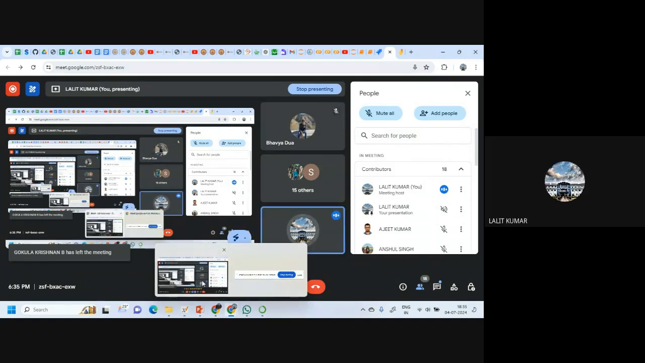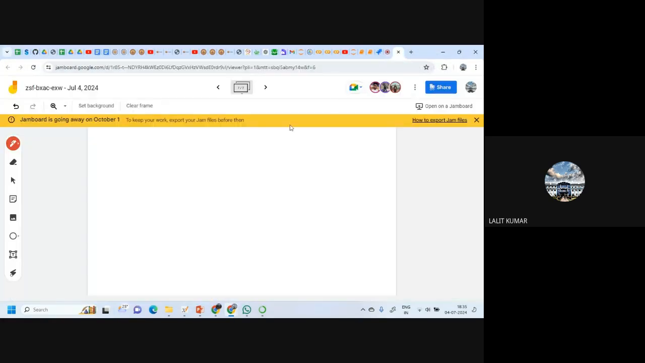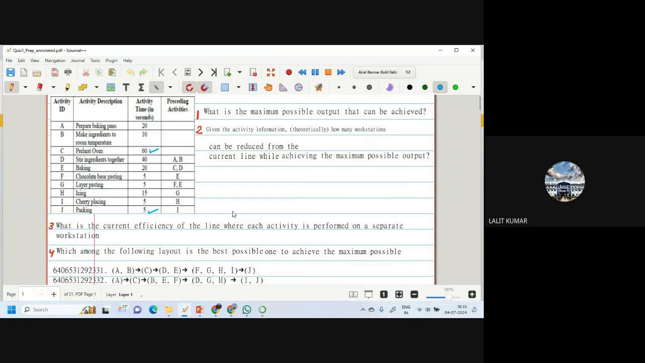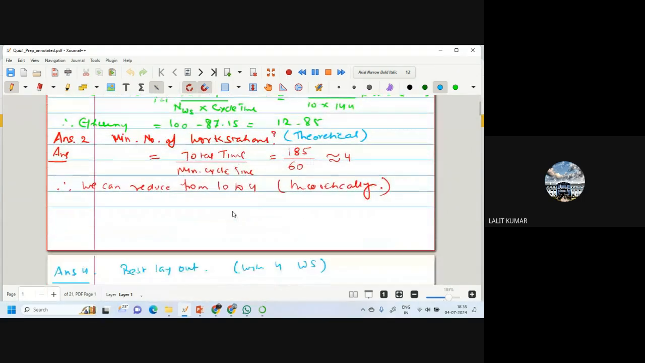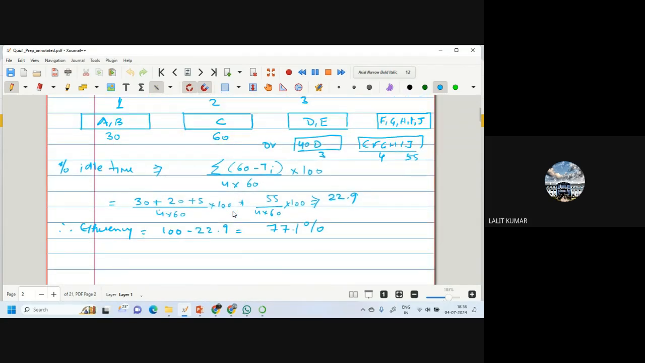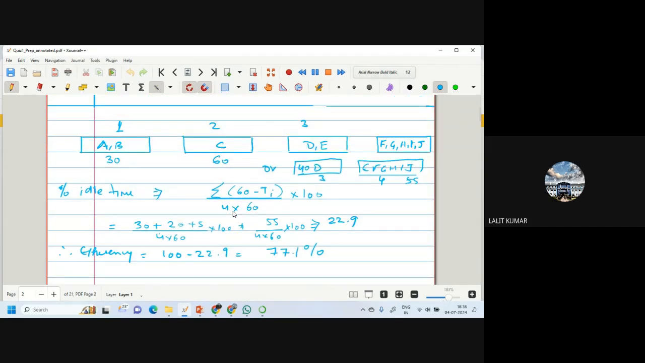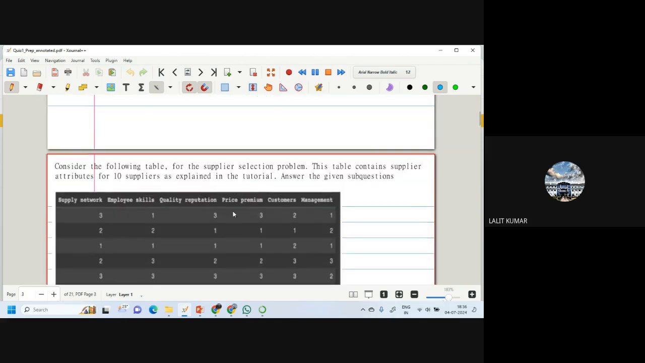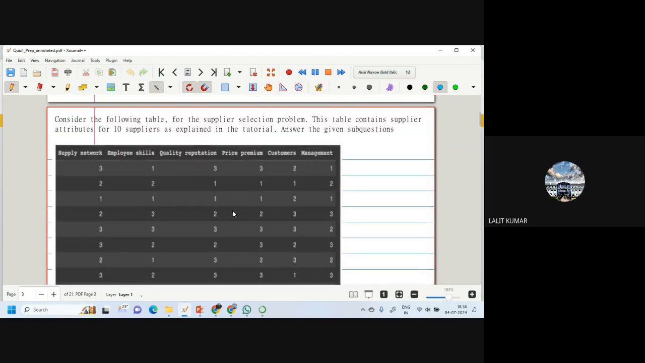So this is one calculation part which commonly comes in the quiz, and that has been covered. Now we go to the second part, the activities. I will just open this. This is the quiz one questions. Efficiency, workstations, best layout we have covered. Now the second question is this one, which has come for the calculation.